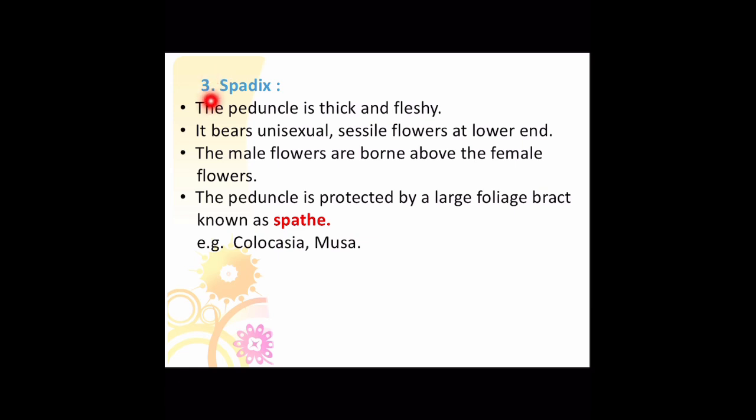Third one is spadix. The peduncle is thick and fleshy. It bears unisexual sessile flowers at lower end. The male flowers are borne above the female flowers. The peduncle is protected by a large foliage bract known as spathe. Example is colocasia and musa.